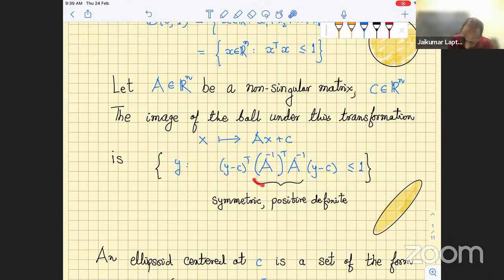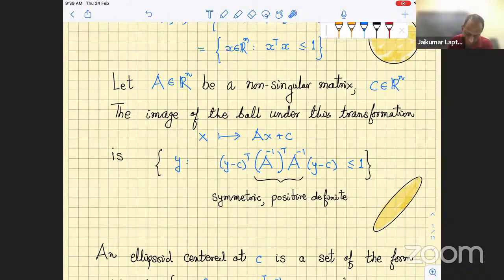Now, this central part here is something that depends only on the linear transformation that was used. This is a matrix transpose times the matrix: some matrix A inverse, its transpose times the matrix, and such matrices are positive definite, because this is non-singular. And they are symmetric. They're clearly symmetric.